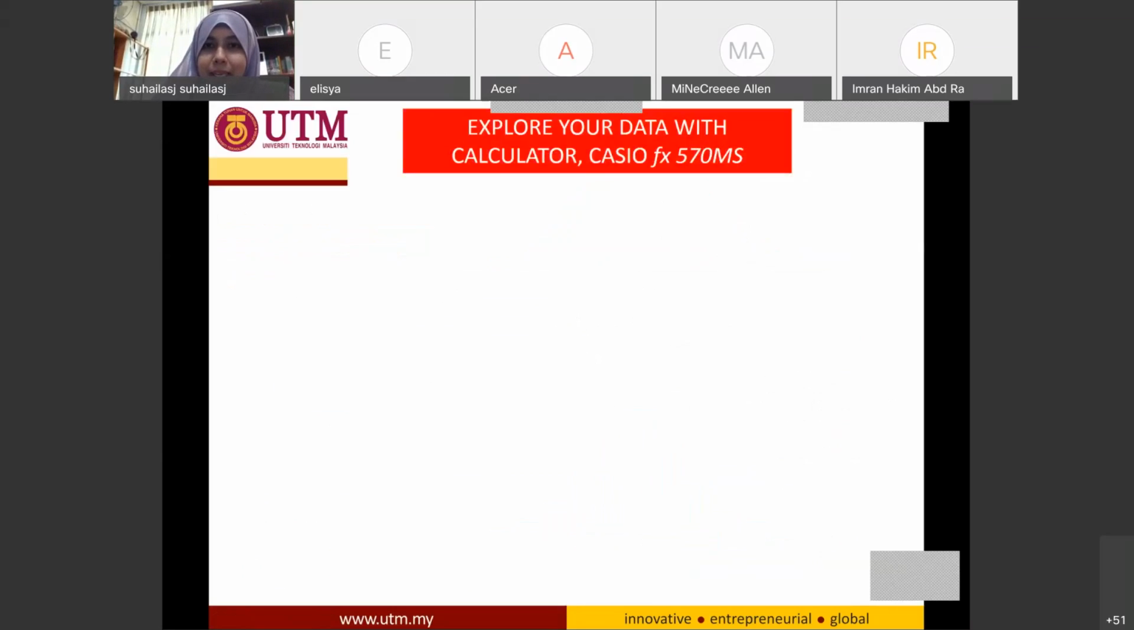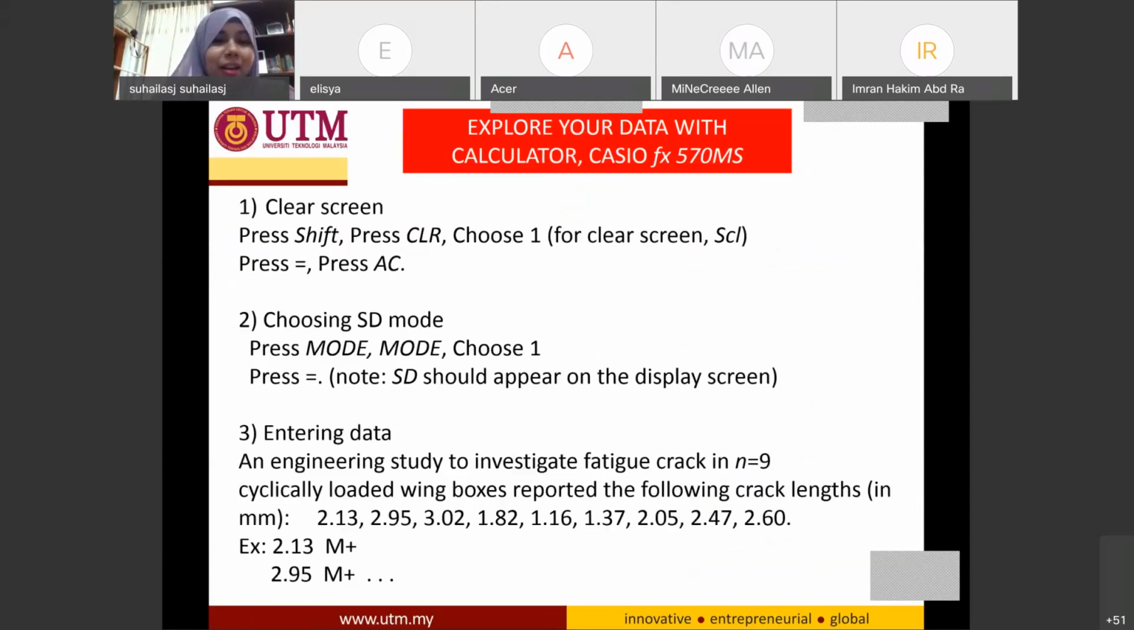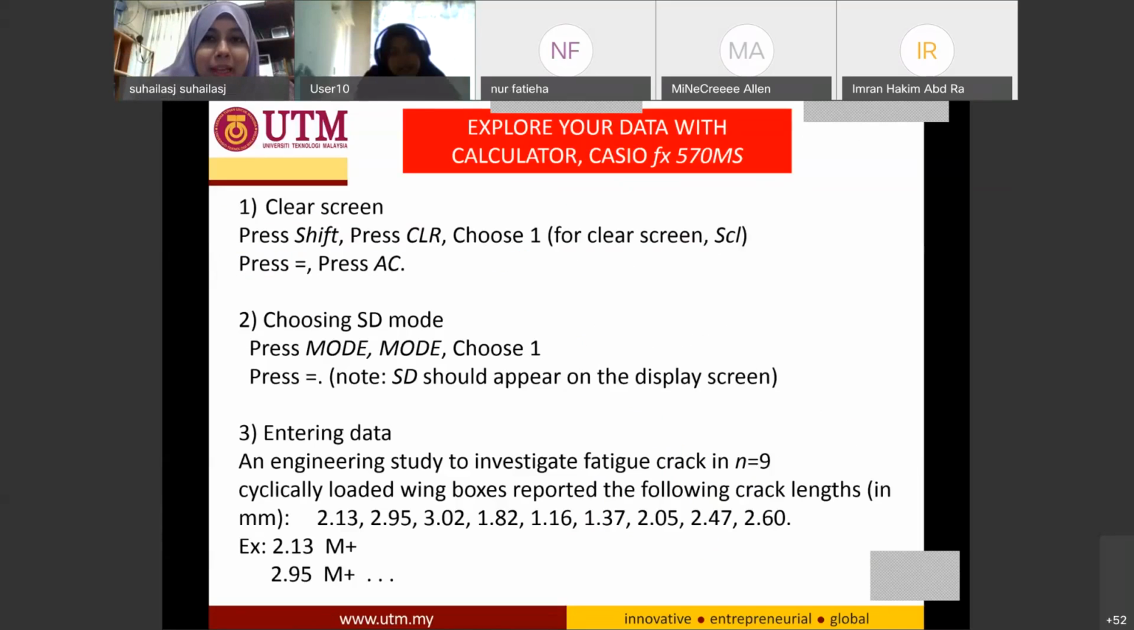Okay. I'm not sure which model calculator that you use. Normally kalau yang warna grey yang tu, it is 570 MS. Kalau version satu lagi tu apa? VN ke apa tah? Yang button dia lain sikit tu. Okay, if you have VN plus, ES plus. ES plus. Dia punya tu sama tak dengan MS?